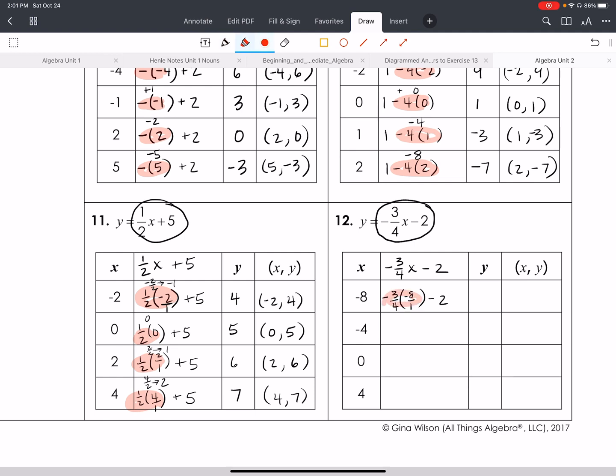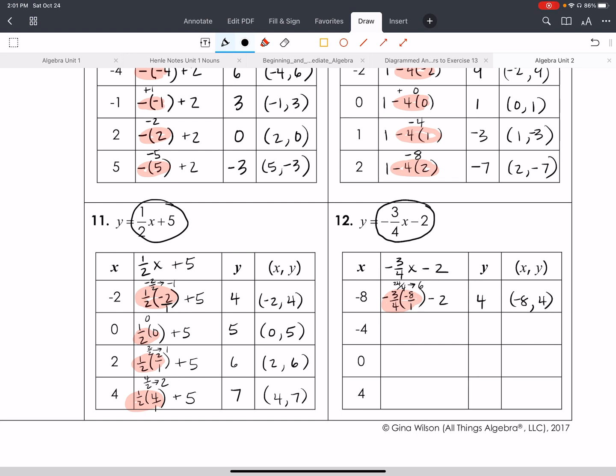When I do this multiplication first, across the top, -3 times -8 is +24. Oh, I don't have space to write my fraction nicely. And then 4 times 1 is 4. And then if I actually do the division, 24 divided by 4 is 6. So this is really 6 minus 2, and that's 4. So when I have an input of -8, my output is +4.